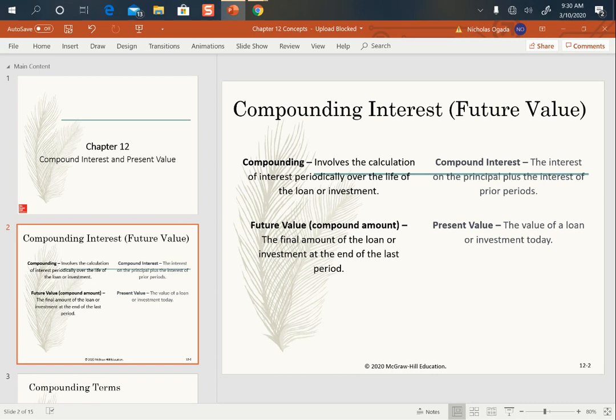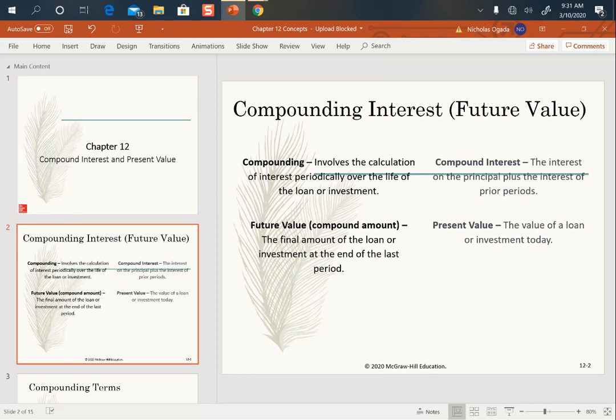So just to understand some of the concepts in the chapter, when we talk about compounding, what we mean is calculations of interest periodically over the life of the loan, or this could be an investment. In other words, we're trying to get to the future value. And therefore, the future value minus the initial value of the investment should give us the interest that has been built over time on that particular investment.